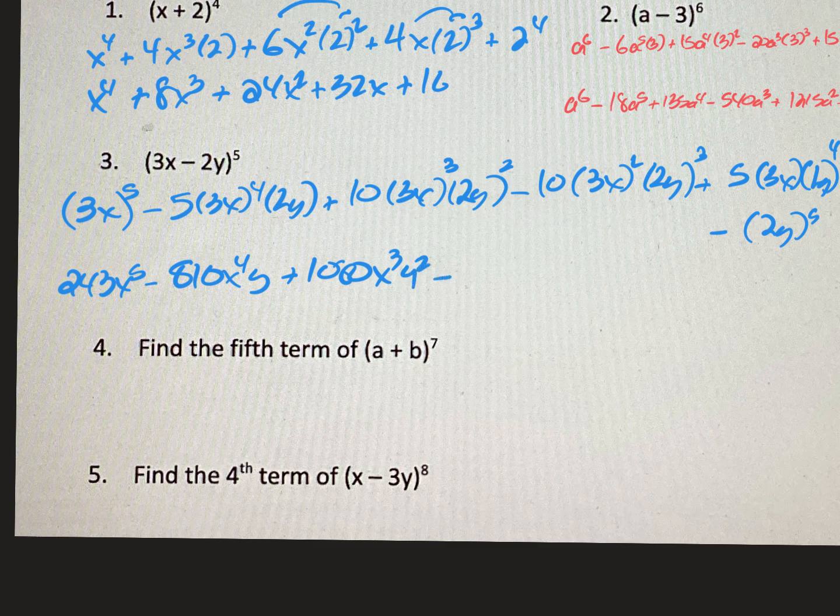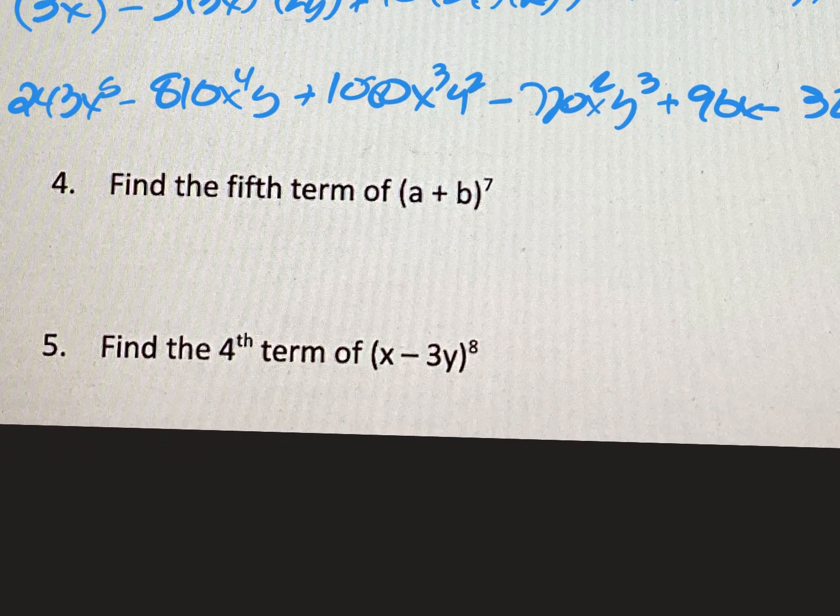I'm going to do 10 times 3 squared times 2 cubed, getting 720 x squared y cubed. Two more terms, almost there. 5 times 3 times 2 to the fourth, I'm getting 96 x, and my last term is 2 to the fifth, which is 32 y to the fifth, and then we have it. Okay, now we can speed up.